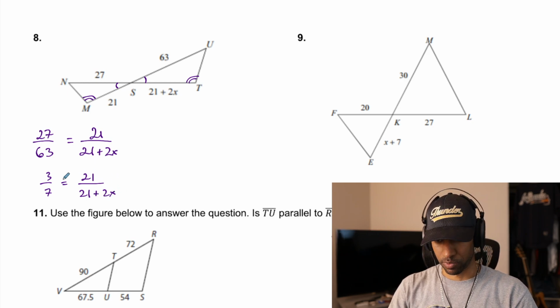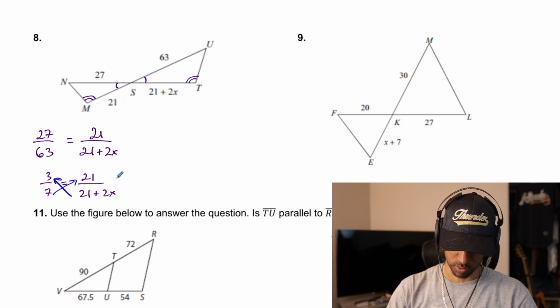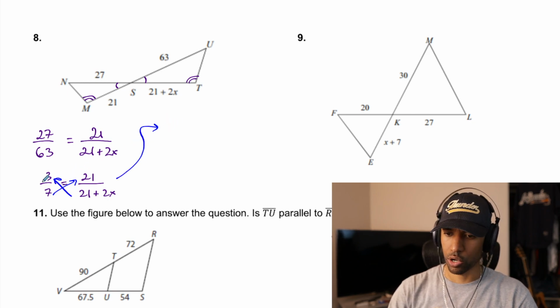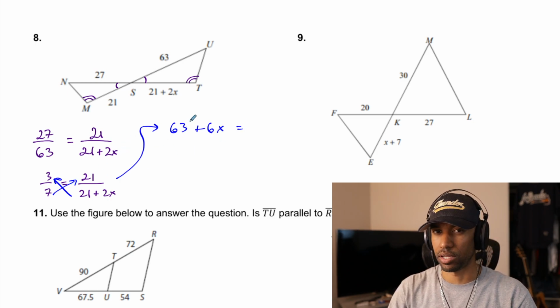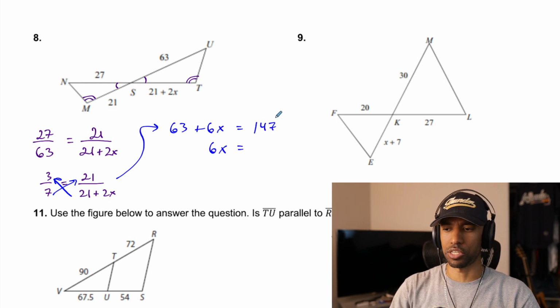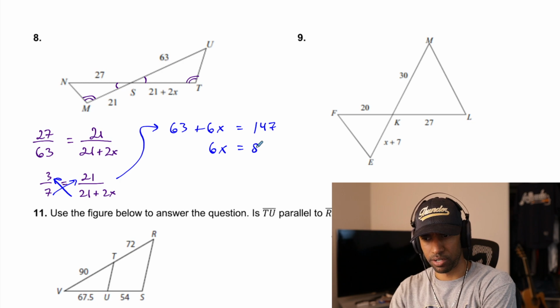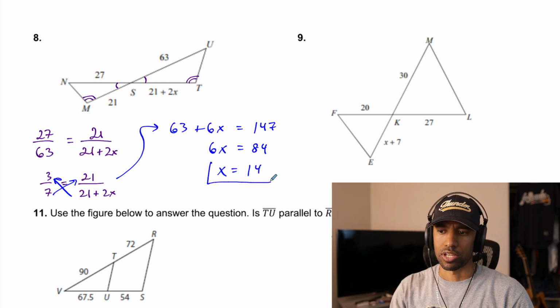I'm going to leave it. Let's go ahead and cross multiply. 7 times 21 and 3 times 21 plus 2x. So 3 times 21 is 63. 3 times 2x is 6x. 7 times 21 is 147. Subtract 63 from both sides, we get 84. And divide, you get x equals, I think it's 14. So that's solving for x there.